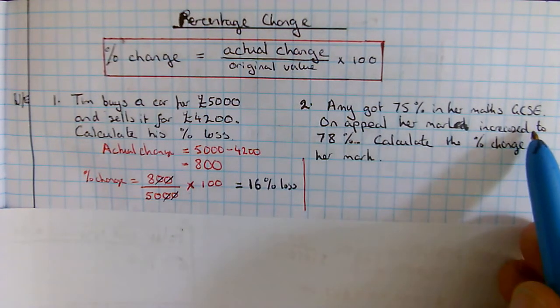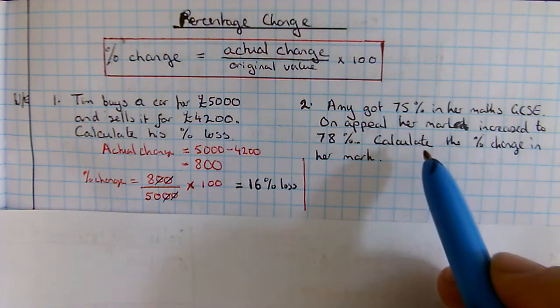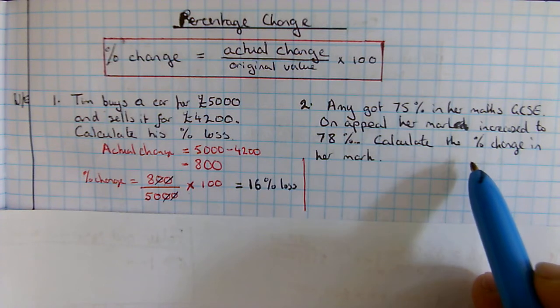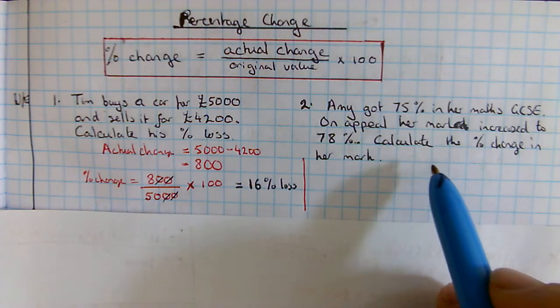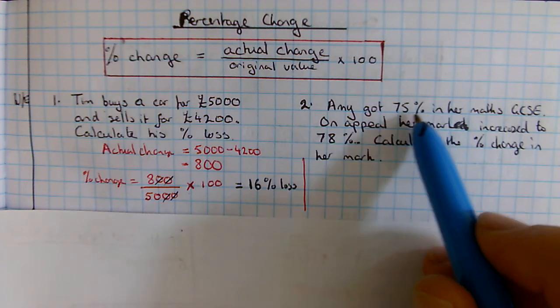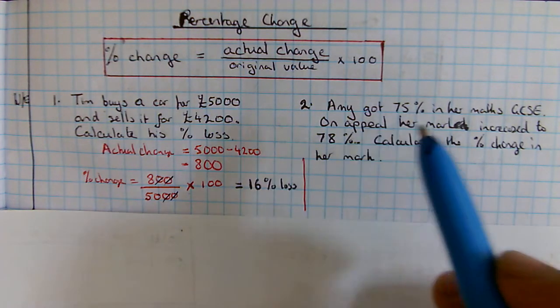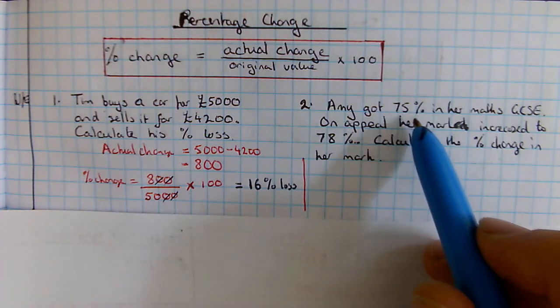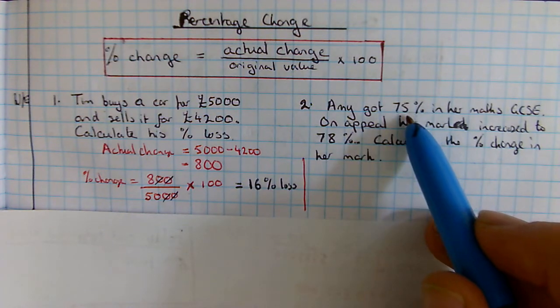Amy got 75% in her maths GCSE. On appeal, her mark increased to 78%. Calculate the percentage change in her mark. Now, this is a really complex one, because the obvious thing to do is just say, well, she went up from 75% to 78%, so it's a 3% increase. Careful, that's not quite right, because what we need to do is compare it to the original value. What percentage of her original marks did she have added on?